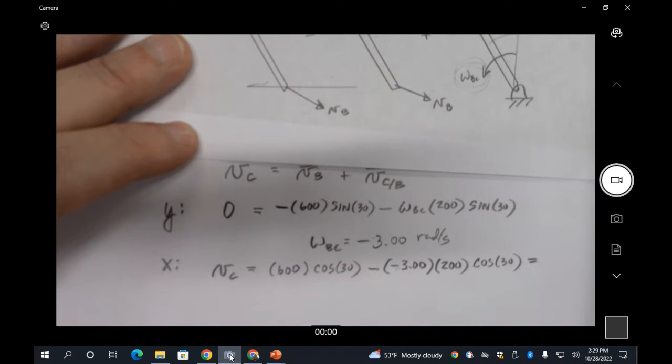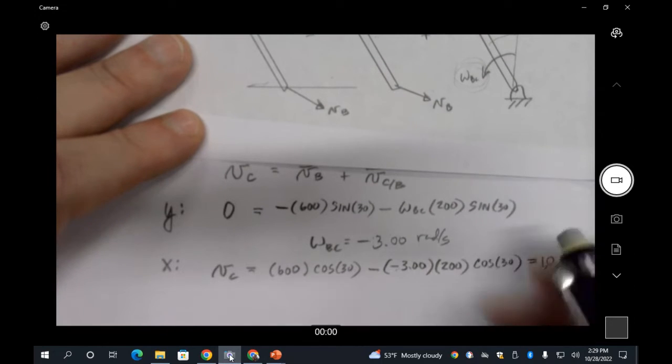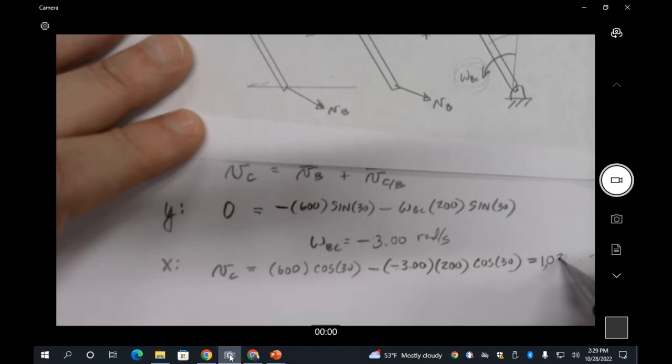And we should get the same thing. So 600 times the cosine of 30, which is 519.6, and I think you're going to have the same thing. You're going to have also 600 times the cosine of 30, so it's really times 2. So we end up with the same thing, 1,039 millimeters per second.